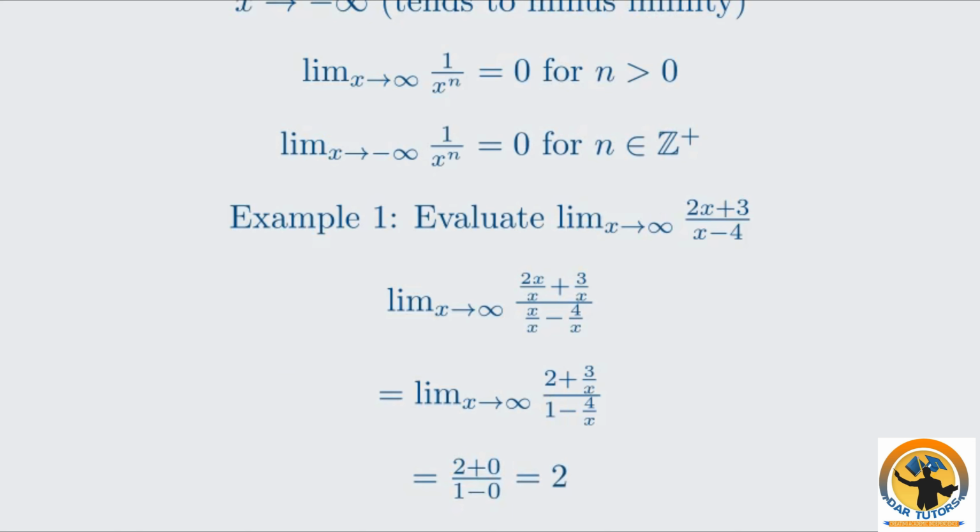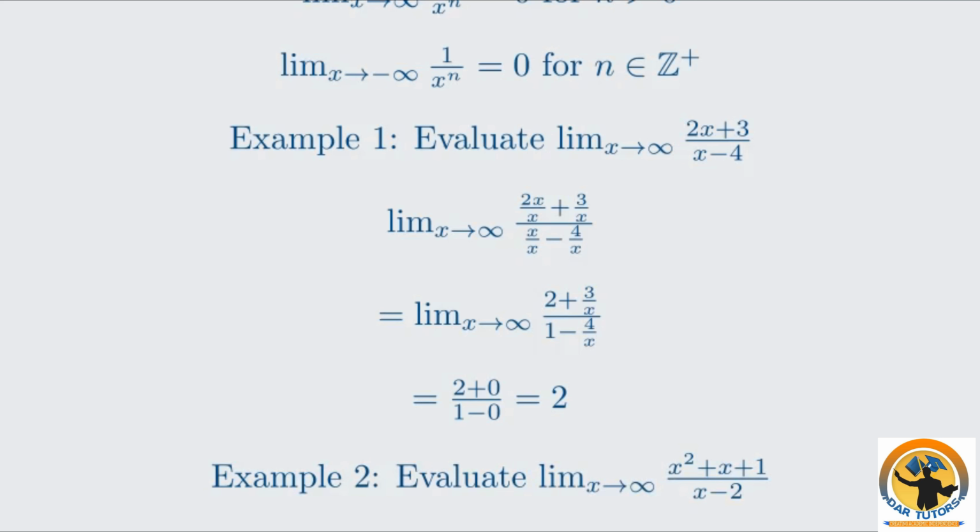Now, as x approaches infinity, the terms 3 over x and 4 over x both approach 0. So the limit simplifies to 2 over 1, which is 2. This result, 2, is the horizontal asymptote of the function. The function approaches the line y equals 2 as x gets very large.